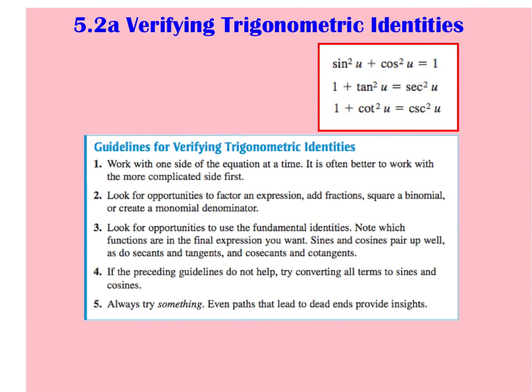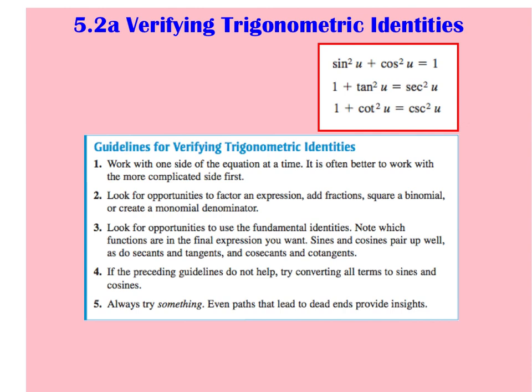All right, number 4. If the preceding guidelines do not help, try converting all terms to sines and cosines. Change everything to sines and cosines, especially if they're singular powers. And number 5, my favorite. Always try something, even paths that lead to dead ends provide insight. So when you just start looking at it and you're not doing anything, you might want to try something. Even if you run into a dead end, great. You know that's not the way to go.